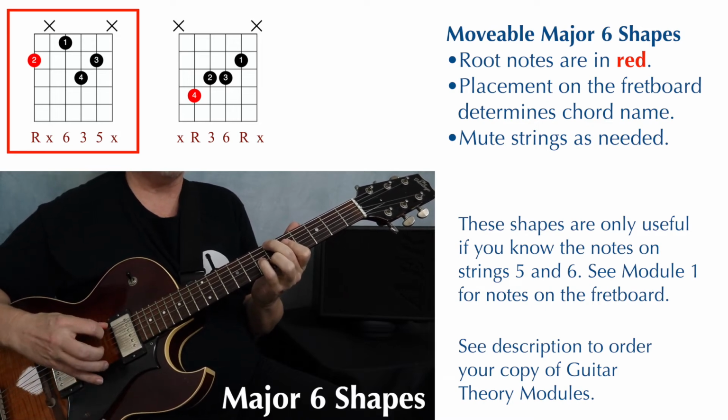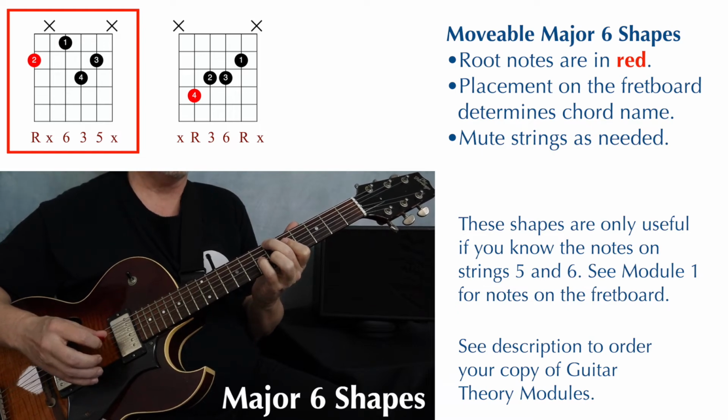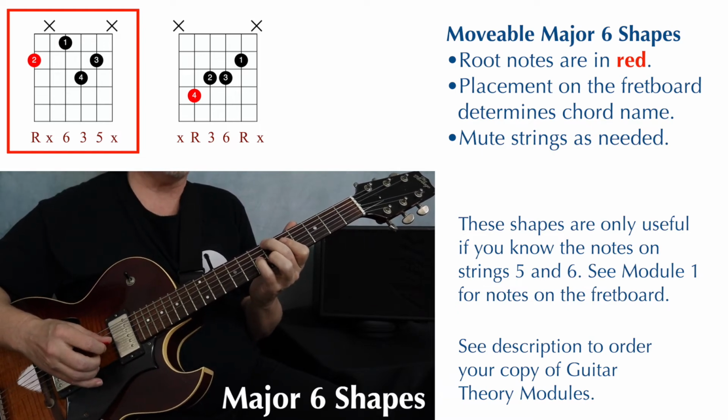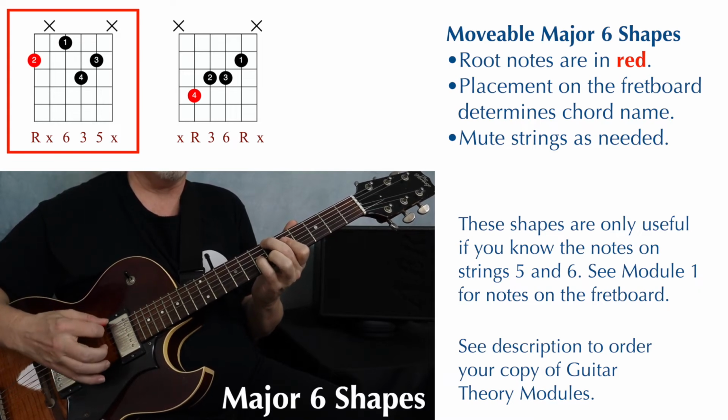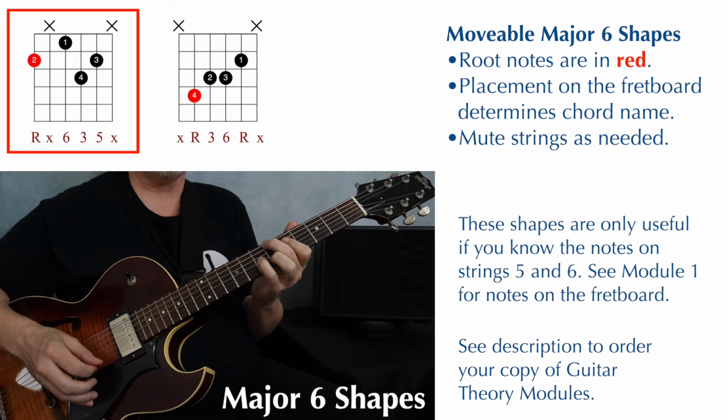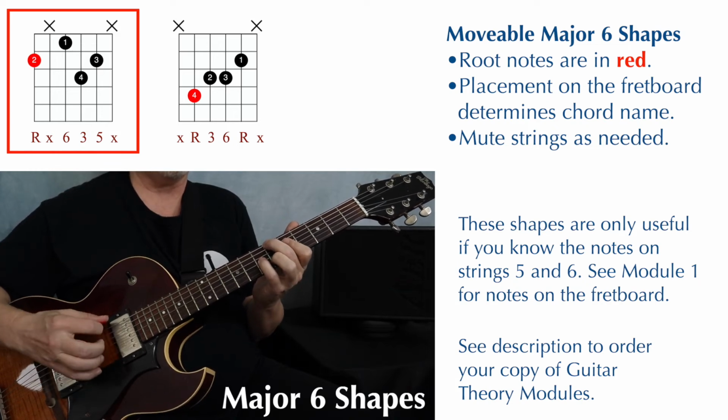Finger 2 is playing the root. Finger 1 is playing the 6th of the chord. Finger 4 is playing the 3rd of the chord. And finger 3 is playing the 5th of the chord. And we're muting the 1st string and the 5th string.